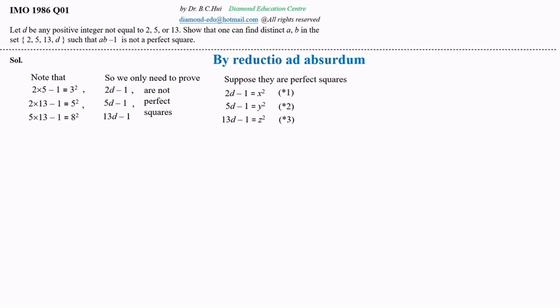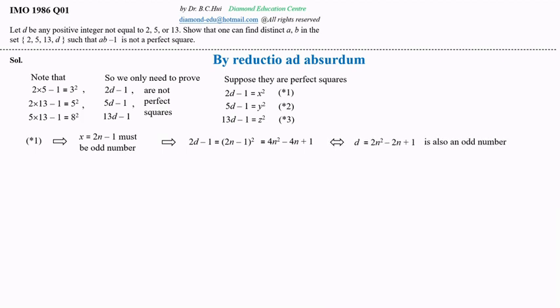If this is the case, then x must be an odd number. We call it 2n minus 1. So, x squared, which is 2d minus 1, equals (2n minus 1) squared, which is 4n squared minus 4n plus 1. So, d, which is 2n squared minus 2n plus 1, is also an odd number. We call this equation number 4.